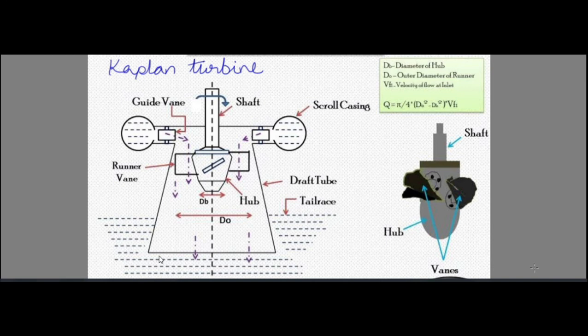So in this case the flow is axial. You can see here, this is the boss. So this is the diameter of the boss and this is the outside diameter. This is in between. So here we have the shaft, for taking out the output.